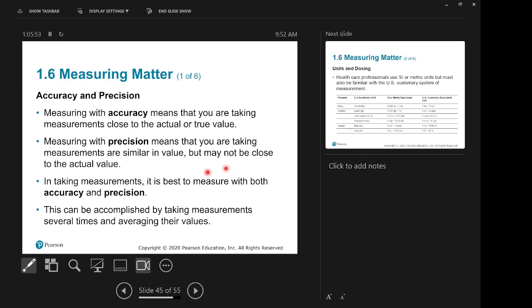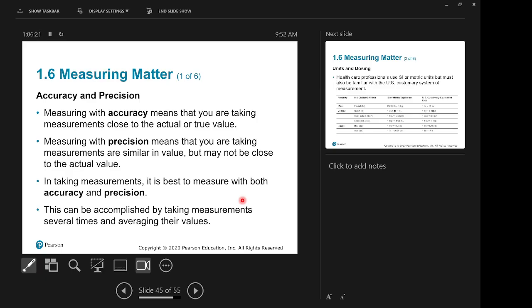Okay. So in taking measurements, it's best to measure with both accuracy and precision if you can. Accuracy is much more difficult to actually determine. Precision is usually pretty easy to determine. You just have to take more measurements and see if they're close together. This can be accomplished by taking measurements several times and averaging their values. This will help you with your precision tremendously and help you with your accuracy to some degree.